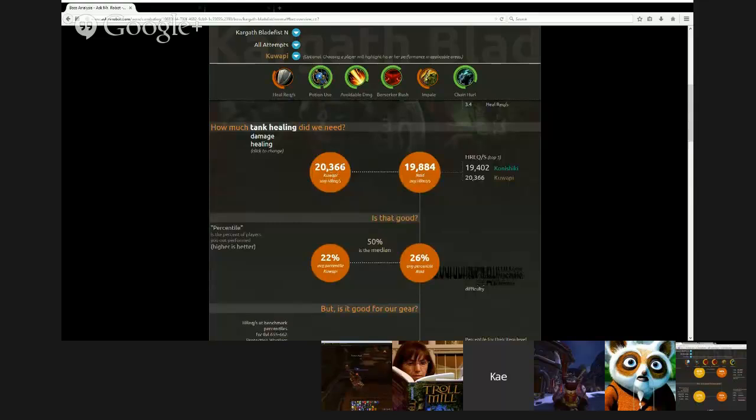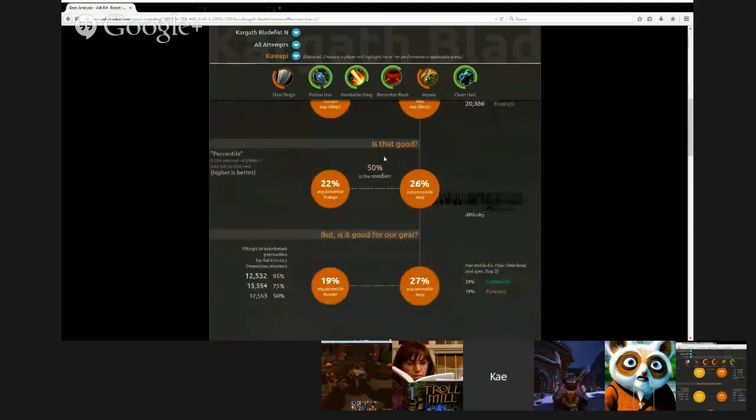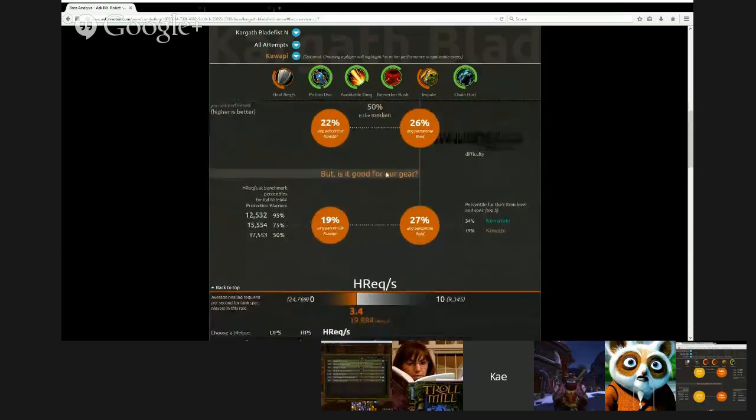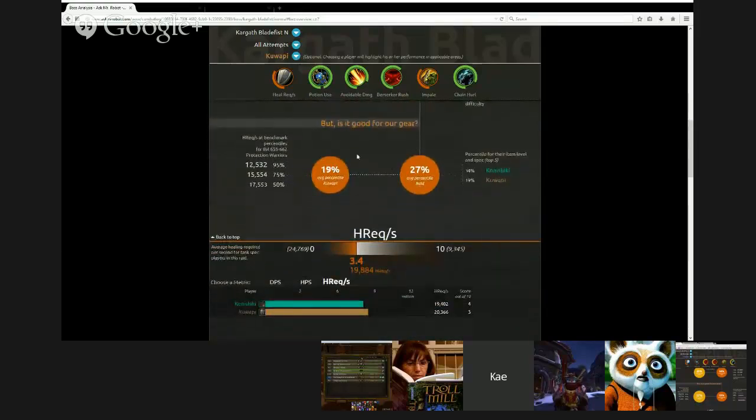mine was a little higher, as we already showed you. The raid average was 19. I needed 20. So that's what you're seeing there. Is it good based on my gear? I only did 22, but overall we only did 26. So there are some different pieces there that we're looking at playing around. These are different areas that I can improve on for myself.